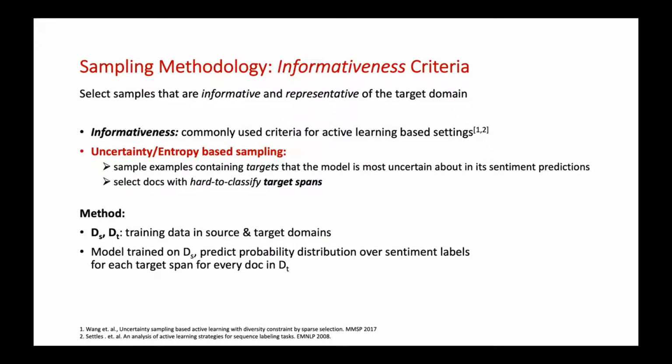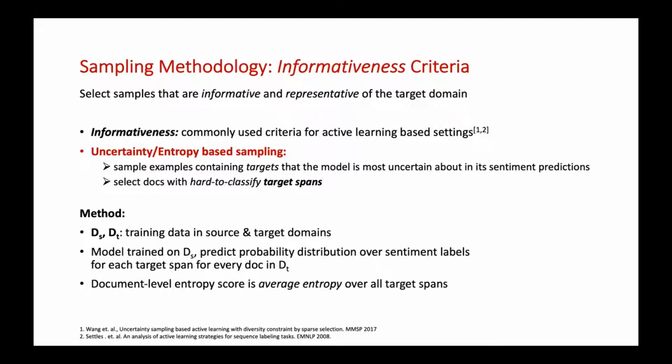Let's say we have training data in the source and target domains. As I mentioned earlier, we have ample labeled data in a source domain. We train a model on that source domain training data. Now, having that model, we can use it to predict a probability distribution over sentiment labels for every target span for each document in the target domain.